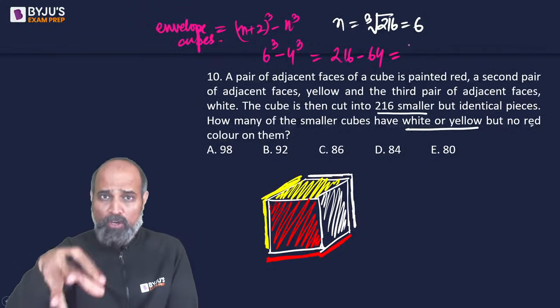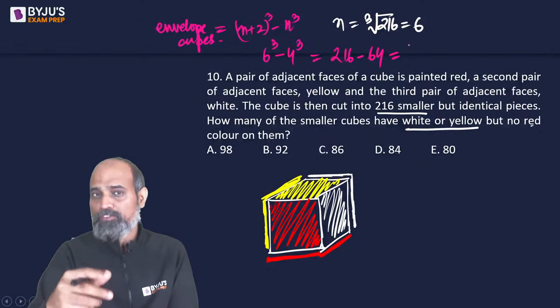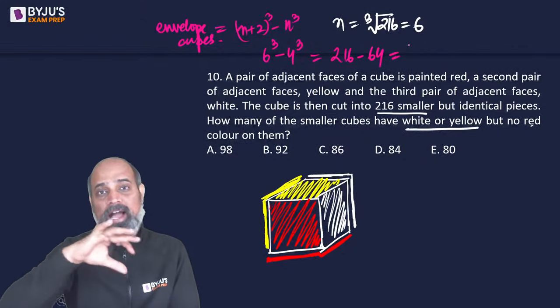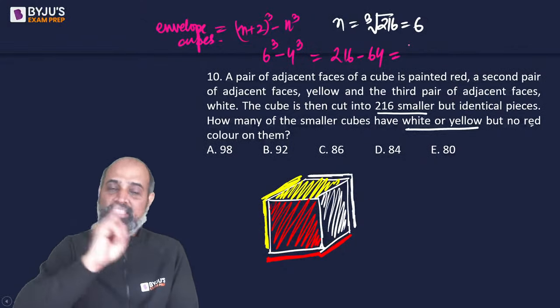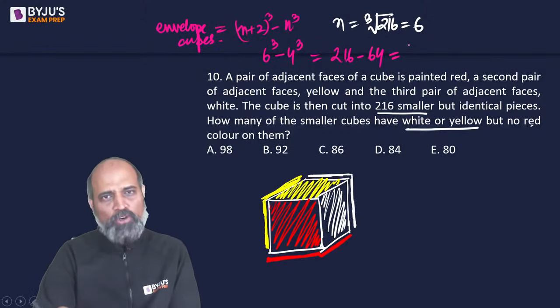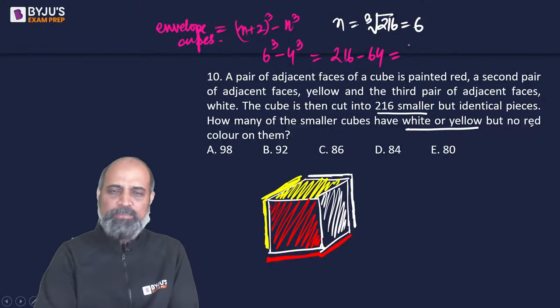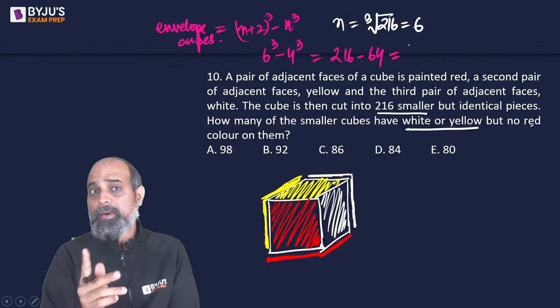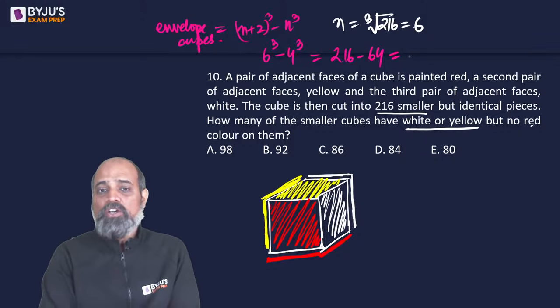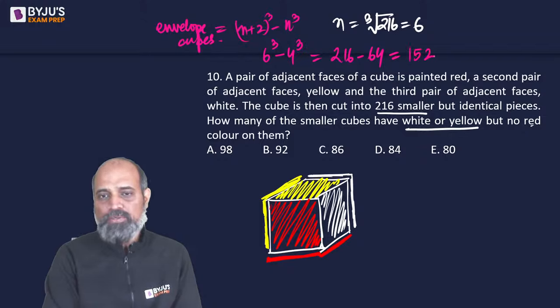How many such smaller core cubes are we going to have? 4 cubes, 64 of them. So if I get rid of the core, I will have every cube which is either red or yellow or white. Red and yellow भी होगा उसमें, yellow and red and white भी होगा, सारे combinations होंगे, पर uncolored वाला कोई भी cube नहीं होगा, right? So this is going to give us 152.